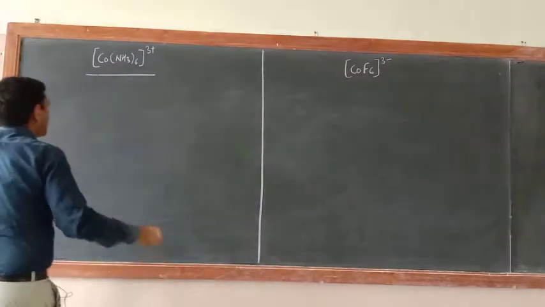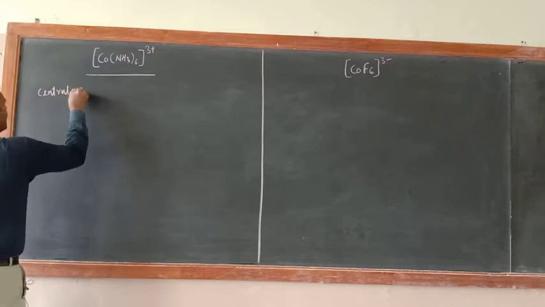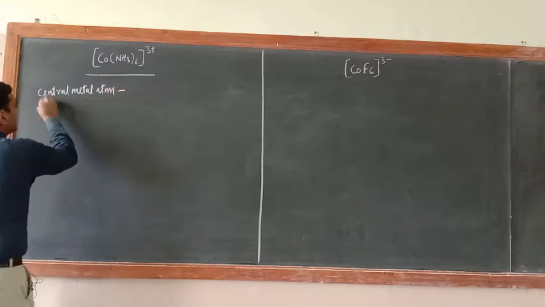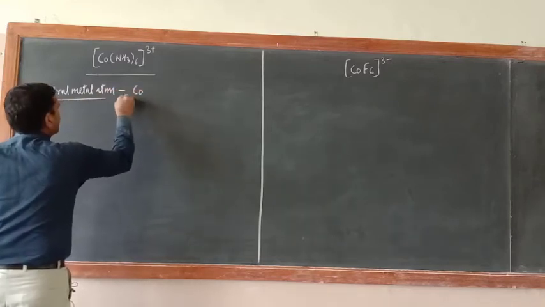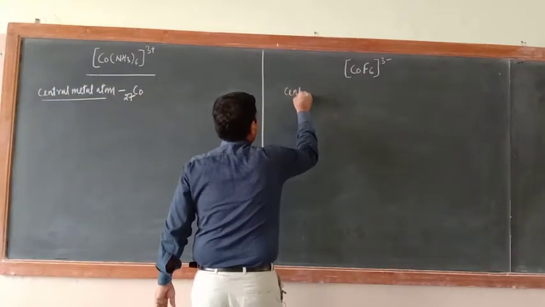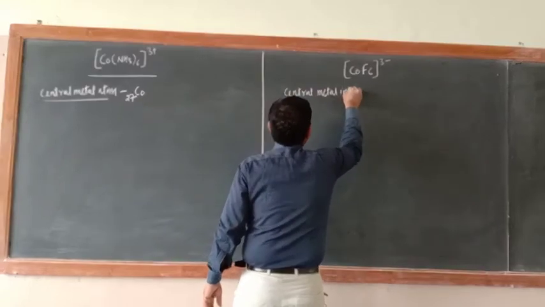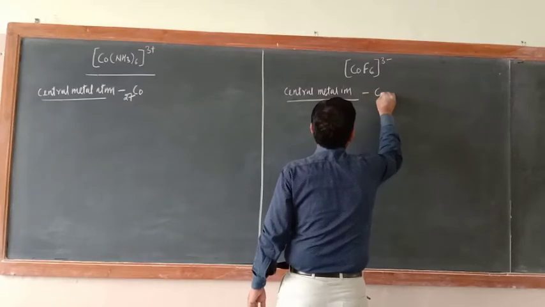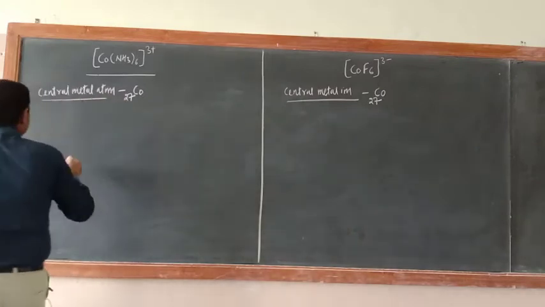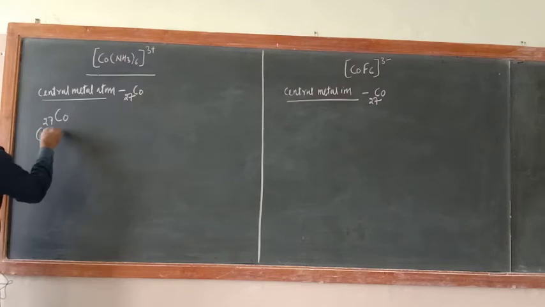Just see. So first you should write the central metal atom. Which is the central metal atom here? Cobalt. And cobalt, what is the atomic number? 27. Here also you should write central metal atom, here central metal ion. Here also the central metal ion is cobalt only. 27 is the atomic number. So first write cobalt 27, its electronic configuration in ground state.